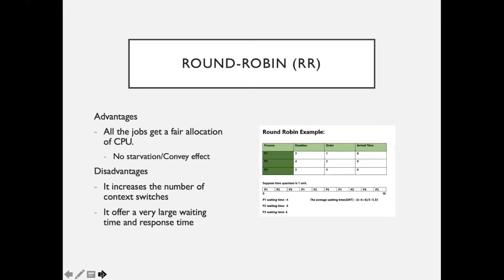Round robin is an algorithm where each process in the ready queue takes turns one after another, executing with an equal allotted amount of time. This allows all processes to get a fair allocation of the CPU, resulting in no starvation or convoy effect. Some disadvantages of this algorithm are that it increases the amount of context switches, which is an overhead for the system, and it usually has longer average waiting time and response time depending on the time quantum.